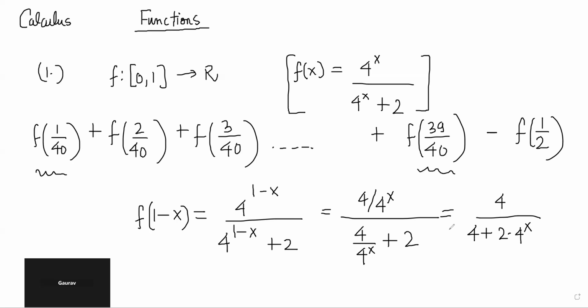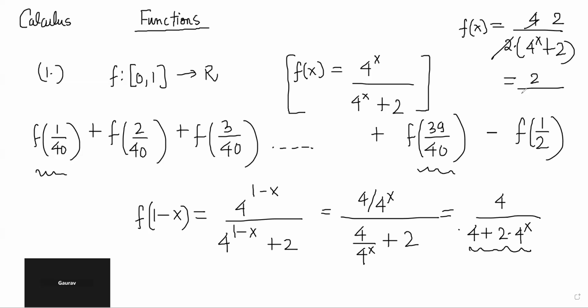Yes. Okay. And 4 power x. So you can take 2 common here, you can see. So you will be able to say it is 4 by 2 common. It is 4 power x plus 2, right? So this becomes 2 on top. So you're getting 2 by 4 power x plus 2. And this is, by the way, this is not f of x. This is f of 1 minus x. So f of 1 minus x is coming out to be this.